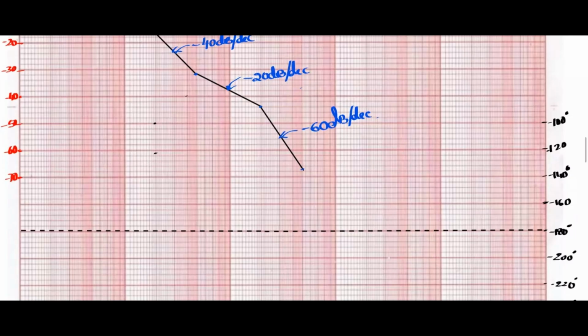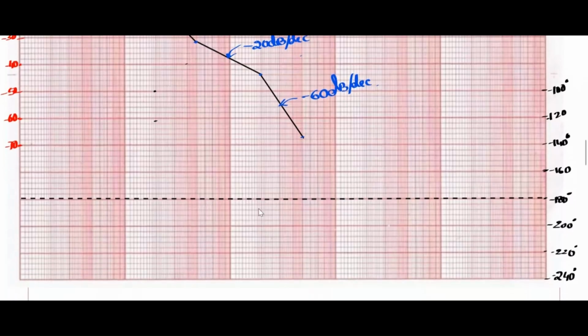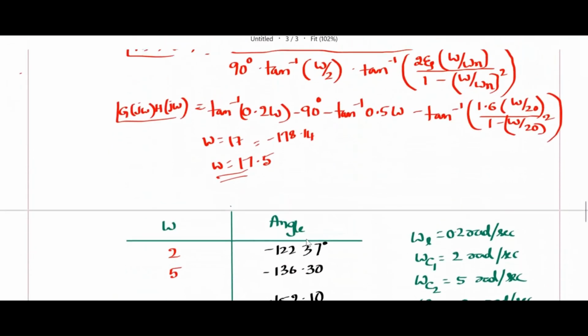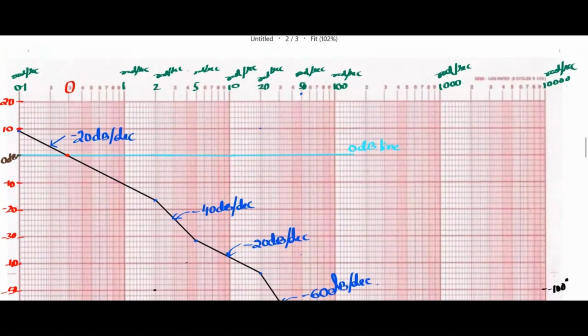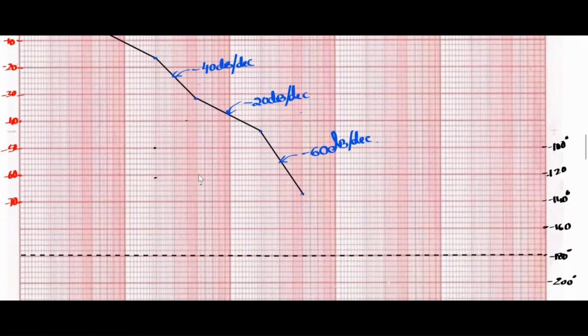Now coming to 5: it is minus 136.30. So it is 124, 128, 132, 136. So 136 for 5 radians per second. The 5 radians per second line is this one. So this is 5 radians per second, and 136 is somewhere here. Okay, this point. So that is for 5 radians per second.